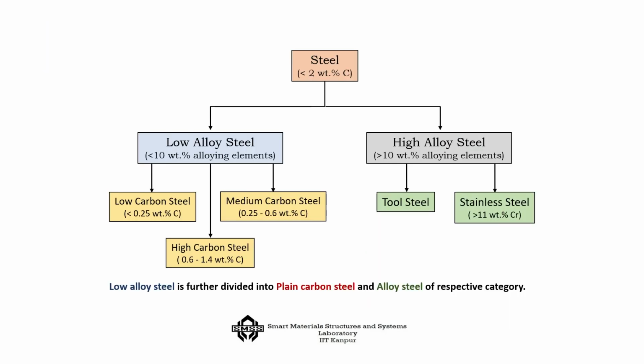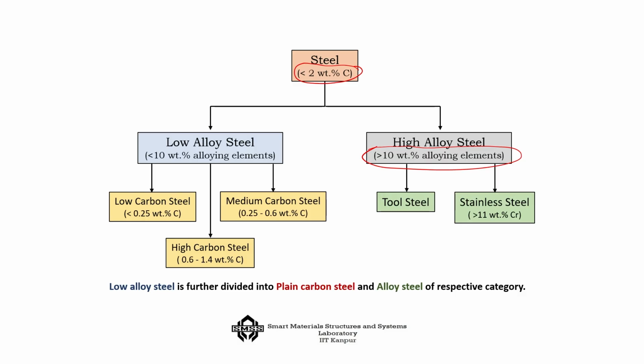Now, as I told you, steel always has less than 2% of carbon. We can further divide it into two types of steels. Low alloy steels have less than 10% of any alloying elements, not just carbon but any alloying element, and high alloy steels have greater than 10% of alloying elements. So, carbon is less than 2%, fine, but there can be other alloying elements also. In low alloy steel, their role is much lower.